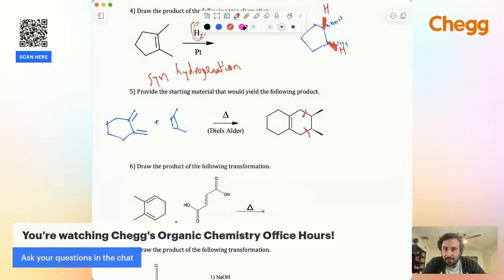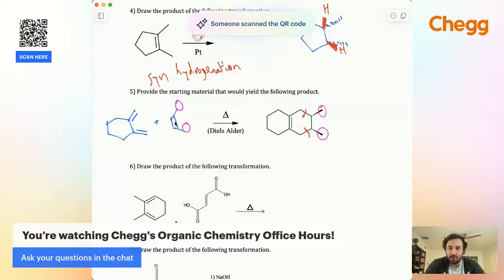And then one other thing, these methyls are cis on the product, so they must be cis on the dienophile, right? That is a cis alkene. Were they trans, if this was one on the wedge bond and one on the dash bond, then they would have been trans on the dienophile, right? This way and this way. But they were cis. So it's like this.